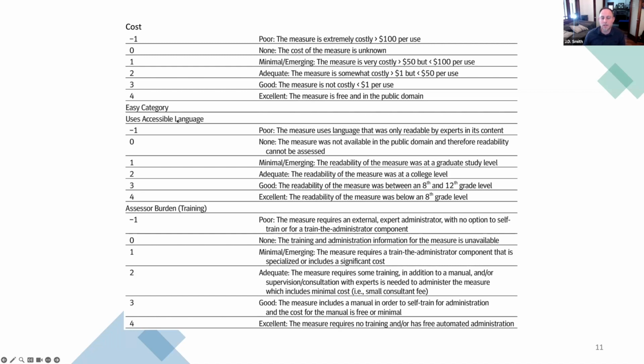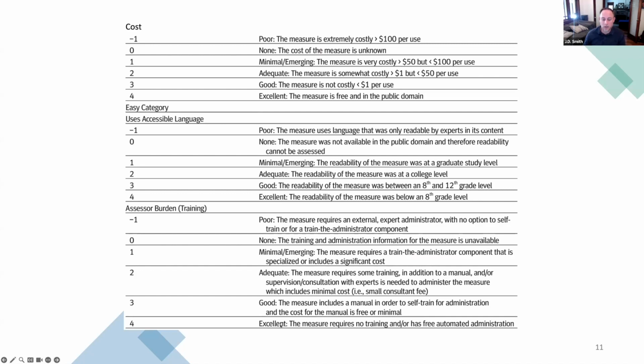For the uses accessible language category, we're talking about measure has language that's really only accessible to content experts, all the way down to below 8th grade reading level, and obviously not using those terms that would necessitate somebody having some expert knowledge or at least familiarity with a field of study or a topic area. And then the assessor burden has many considerations. This one was one of the harder ones, I think, for them to actually get good agreement on, because there's kind of multiple aspects within each one of these.